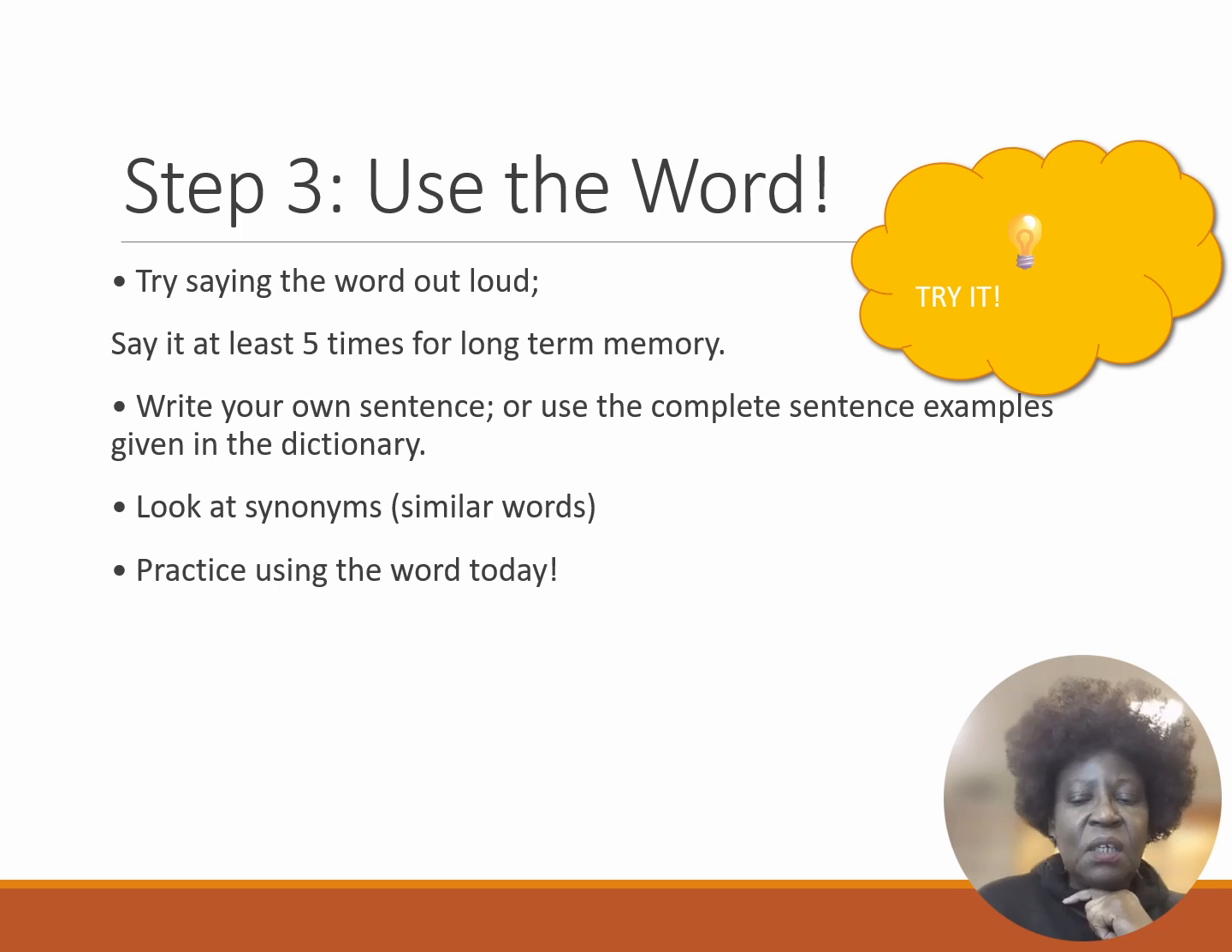Once you know what the word means and how to pronounce it, try to pronounce it at least 5 times. As the research says, if you say something at least 5 times, write something at least 5 times, chances are that it will go into the long-term memory of your brain. And even if you're not using it on a daily basis, when you hear that word, it will be recovered from your long-term memory.